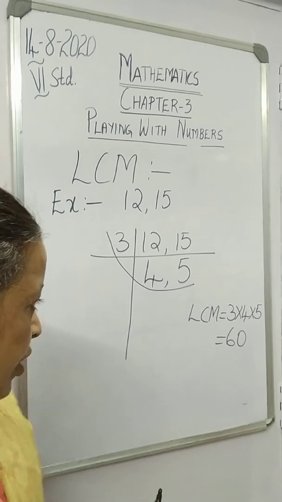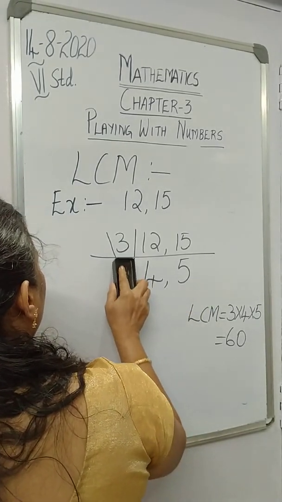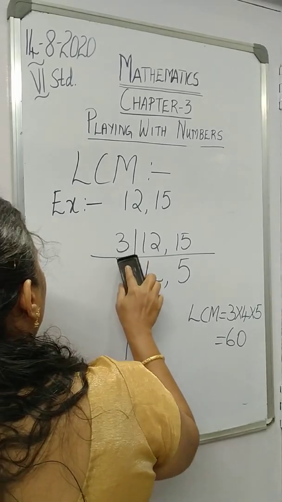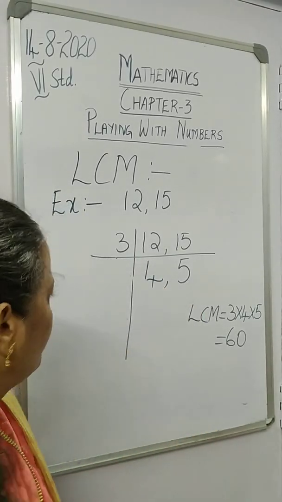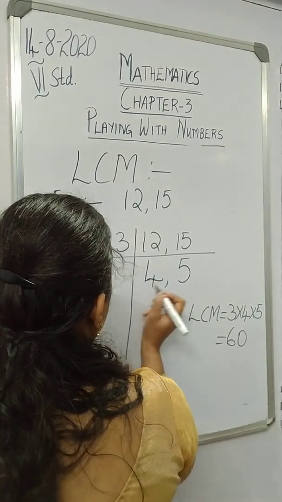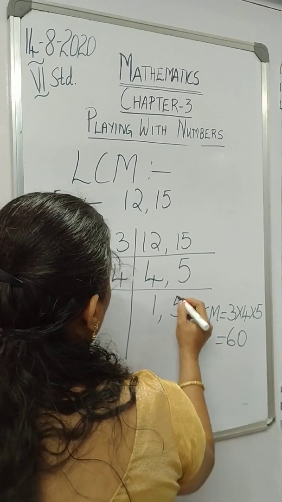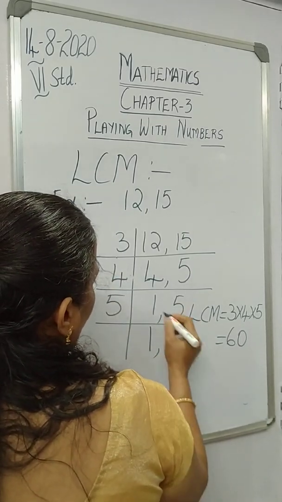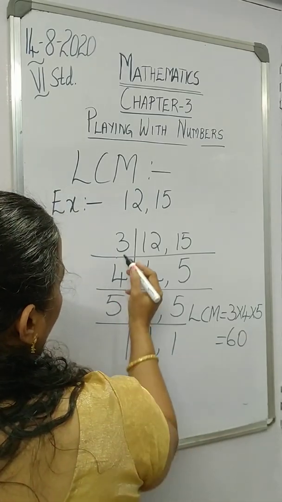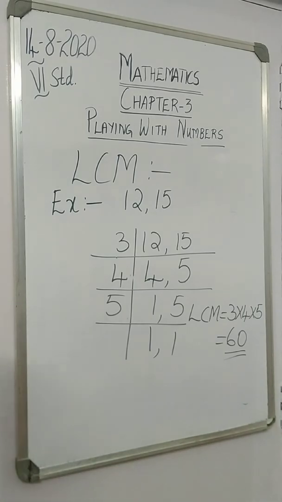Or, if you are finding it difficult, you can continue again. There is no common factor which divides 4 and 5. So, we can use 4 directly. 4 ones are 4 and 5 here. Again we can use 5 here. 1 as it is and 5 ones are 5. So, now you see 3 into 4 into 5 is 60. Yes.